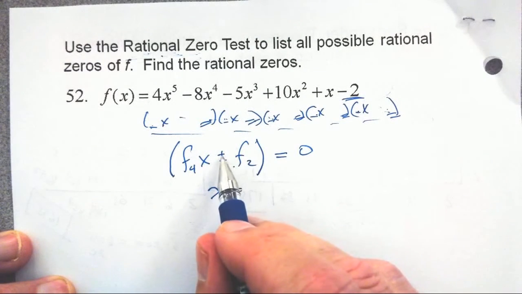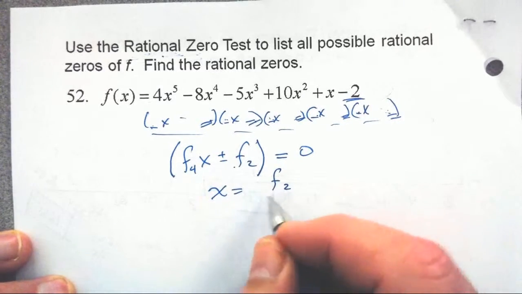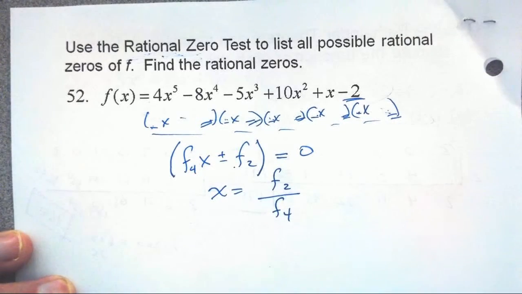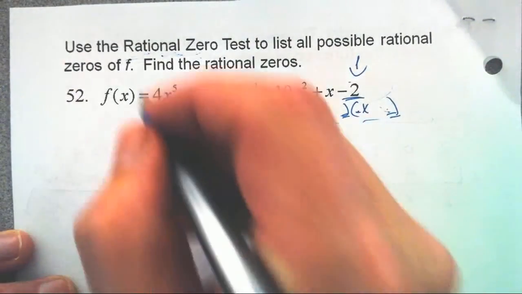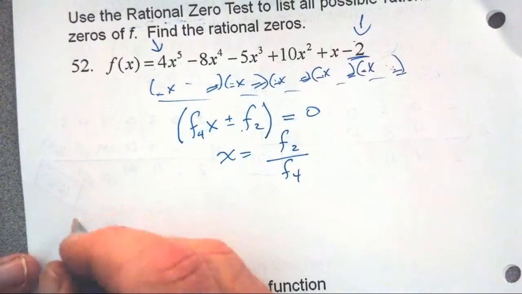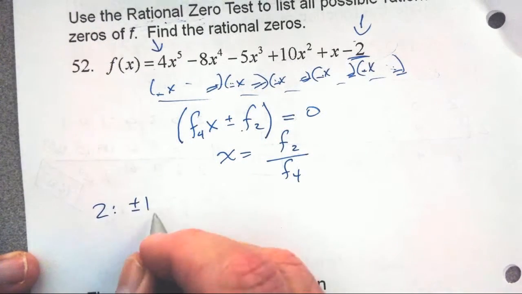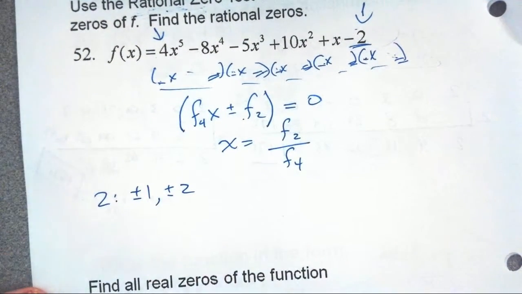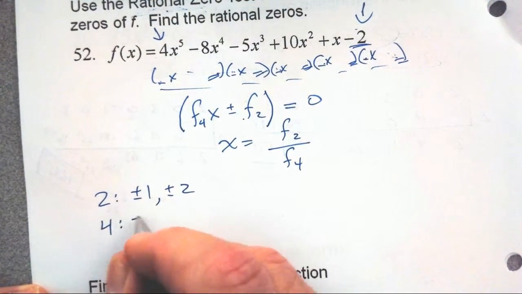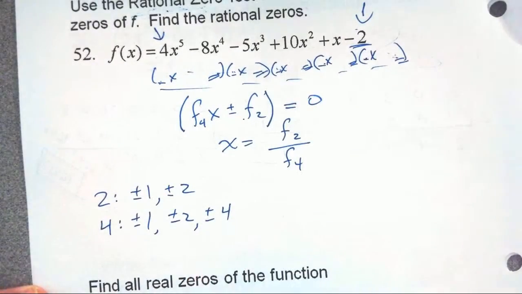X is, I would be either adding or subtracting the factors of 2, and then I would be dividing by the factors of 4. Adding or subtracting the factors of 2, dividing by the factors of 4. So what are my factors of 2? Plus or minus 1 divides in, plus or minus 2 divides in. What are my factors of 4? Plus or minus 1, plus or minus 2, plus or minus 4.